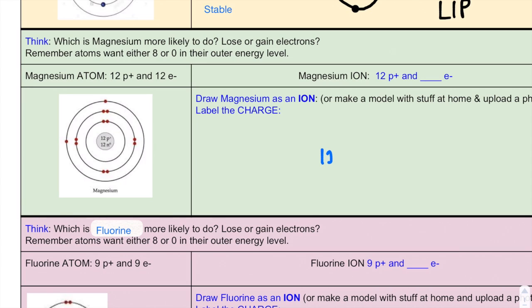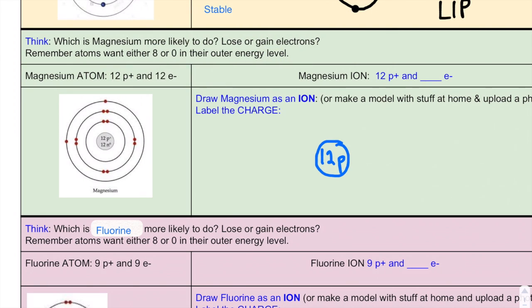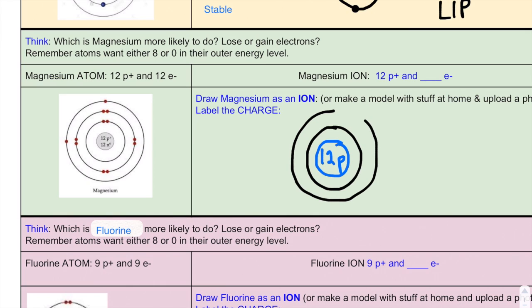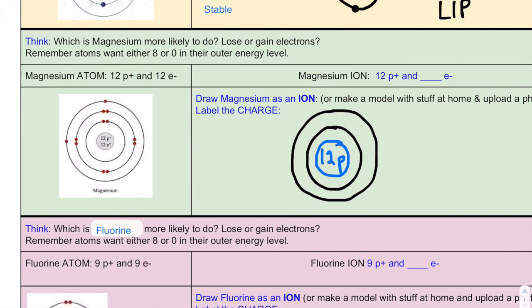12p in the middle, and that's my nucleus. And then we're going to need a first energy level for 2 and a second energy level for 8. But the third energy level with those 2 is gone. So now I'm going to show these. So we can put the electrons in pairs if we want. Makes it a little easier to count.